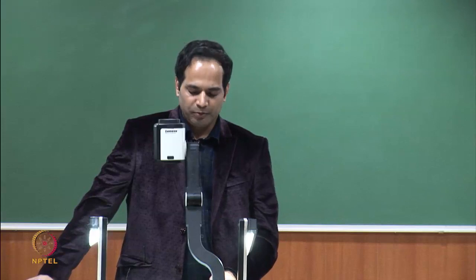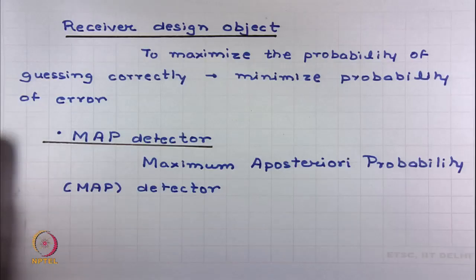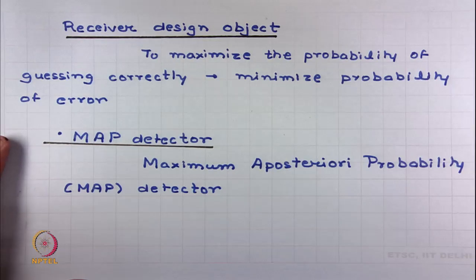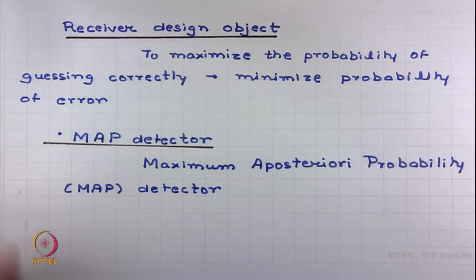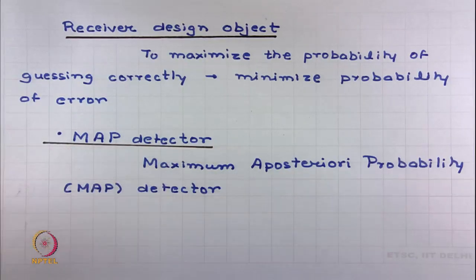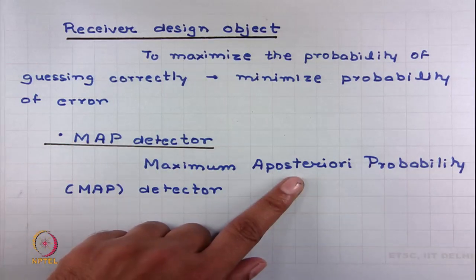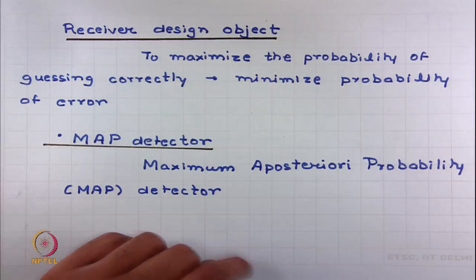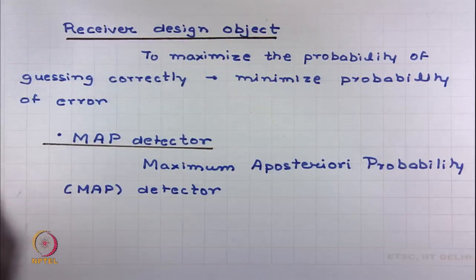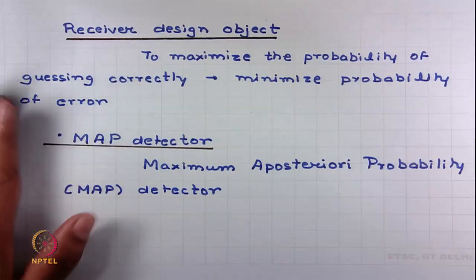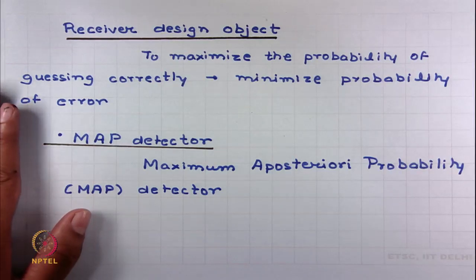What is the receiver design objective? The receiver design objective is to maximize the probability of guessing correctly. So, based on an observation, you have to maximize the probability with which you guess correctly, and this will minimize the probability of errors. The first detector that we would like to look into is a MAP detector. MAP stands for maximum a posteriori probability detector. These words will become clear in a while, but this is basically the detector with which we want to start.